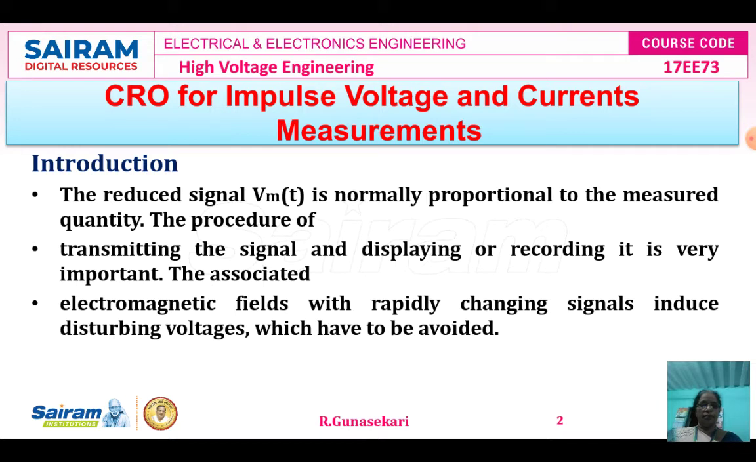When waveforms of rapidly varying signals, that is voltages or currents, have to be measured or recorded, certain difficulties arise. The peak values of the signals in high voltage measurements are too large, therefore direct measurement is not possible. The magnitudes of these signals are scaled down by voltage dividers or shunts to smaller voltage signals. The reduced signal Vm(t) is normally proportional to the measured quantity.